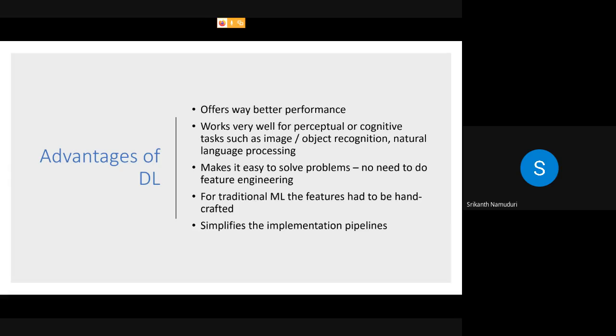Advantages of deep learning, of course, way better performance, like I just mentioned, some of the examples I have given. In certain applications which involve cognitive tasks, such as image recognition, object recognition, or natural language processing, traditional machine learning methods do not do a good job, and there is no way you can do a good object recognition or natural language processing system today without using deep learning.